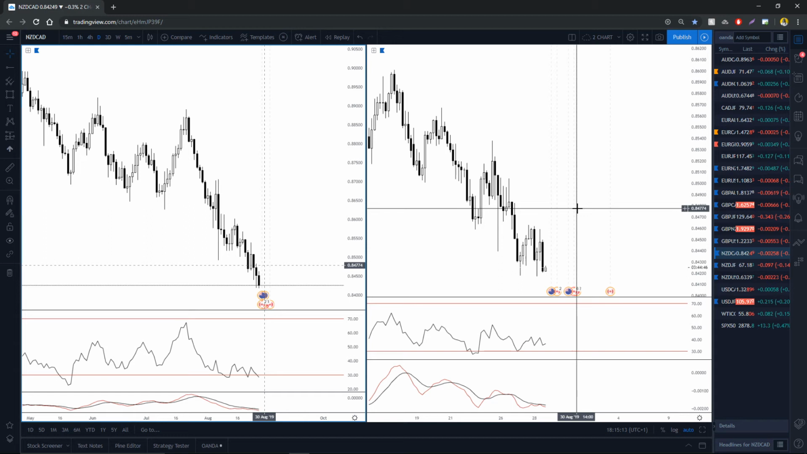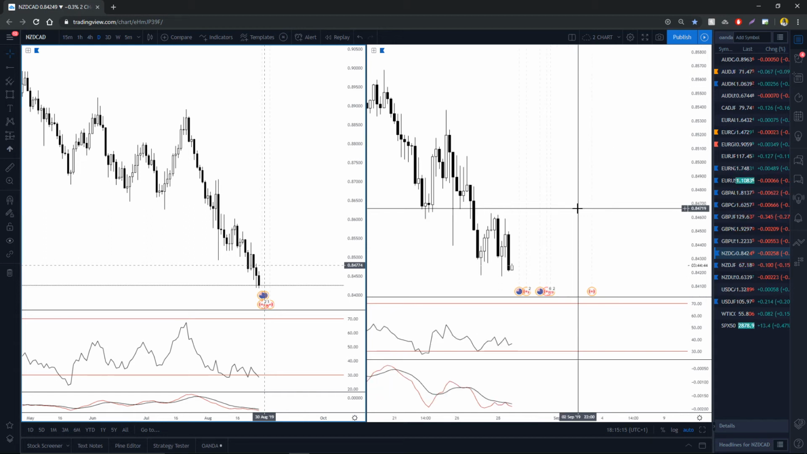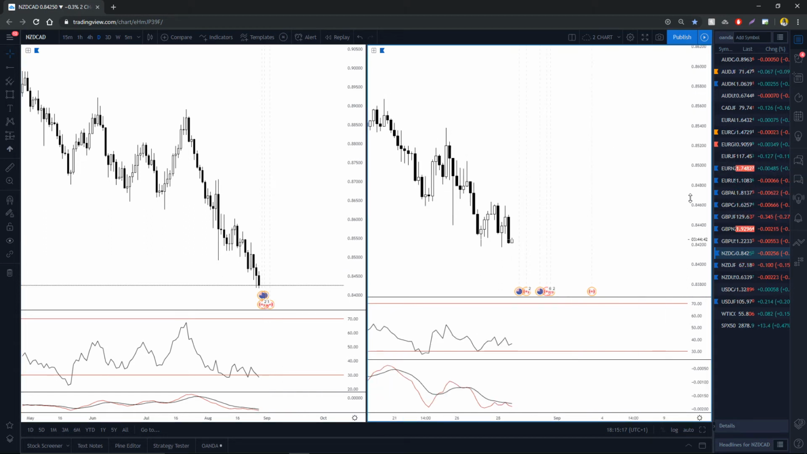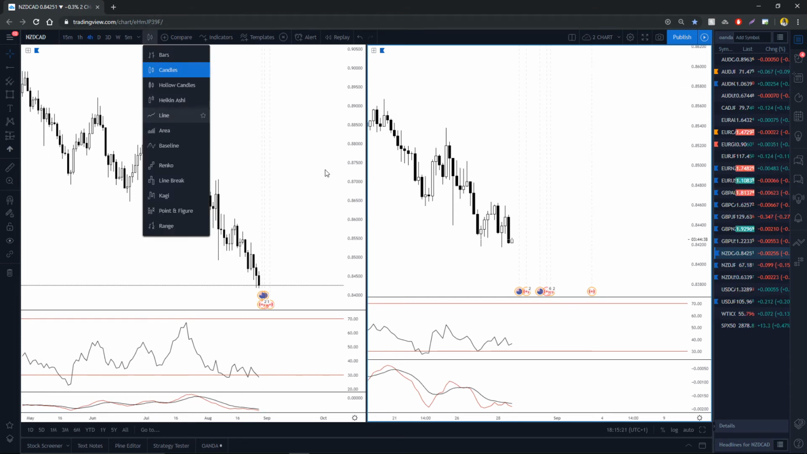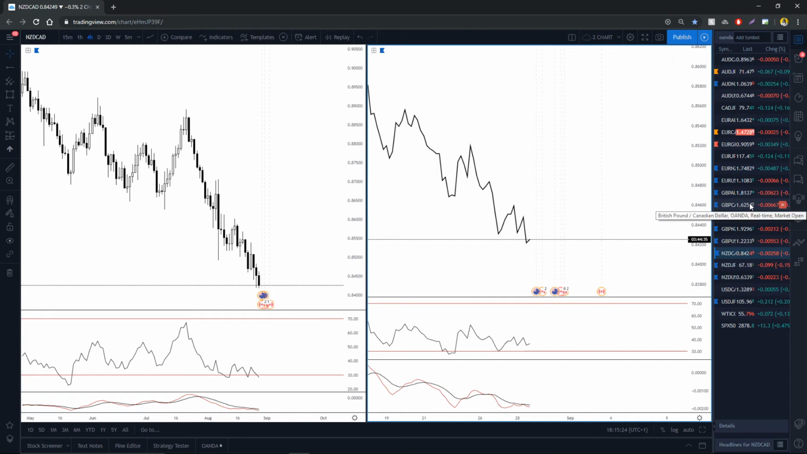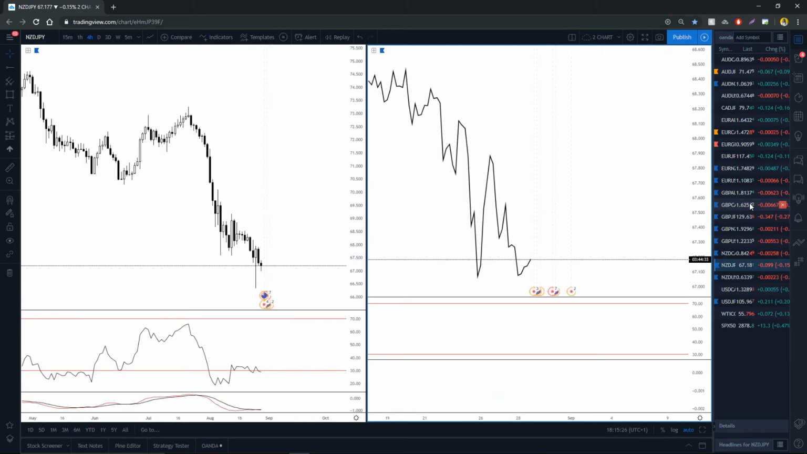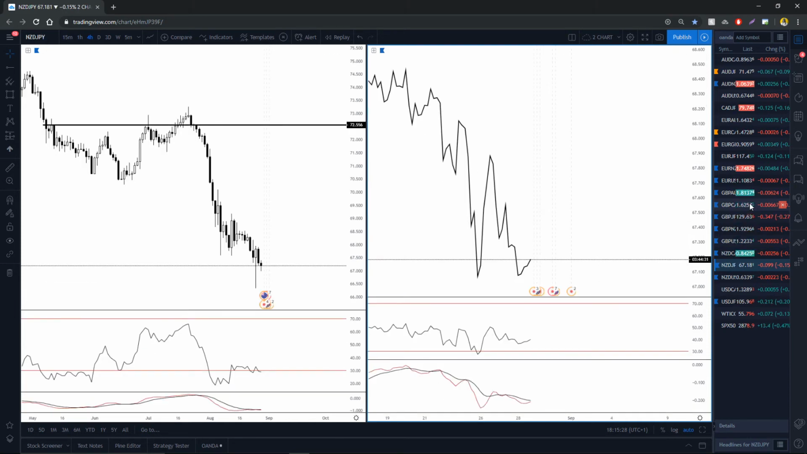New Zealand Canadian dollar, just getting pummeled at the moment. Nothing for us.